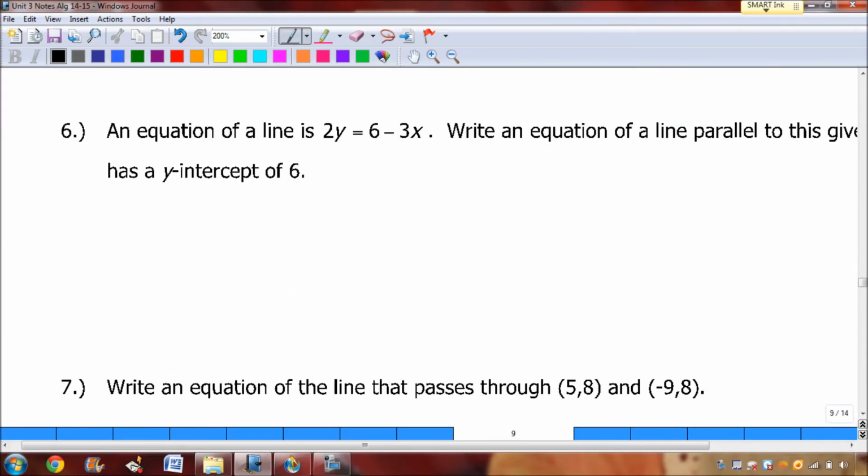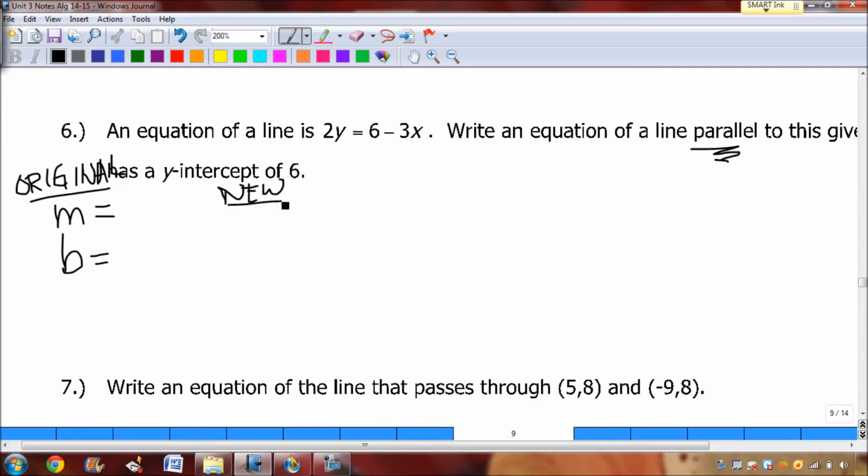Number 5 we already discussed in class, so let's talk about number 6. An equation of a line is 2y equals 6 minus 3x. Write an equation of a line parallel to this given line that has a y-intercept of 6. So in order to do this, I have to figure out what my m is, and I have to figure out what my b is, okay? Now the m and the b, this is for the original line. A lot of people will get the original line mixed up with the new line. So for the new line, we've got m parallel and we've got b parallel. This is the slope of the parallel line and the y-intercept of the parallel line.